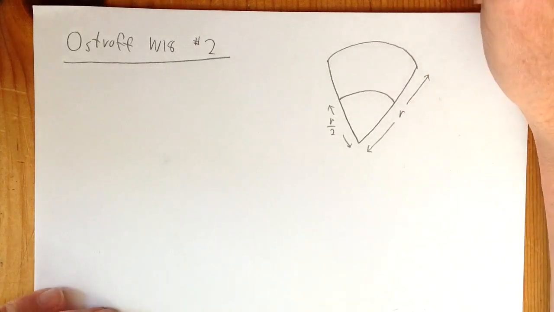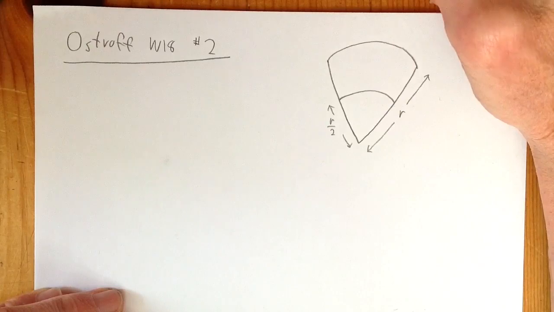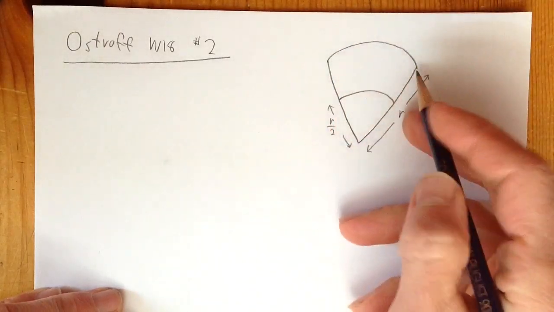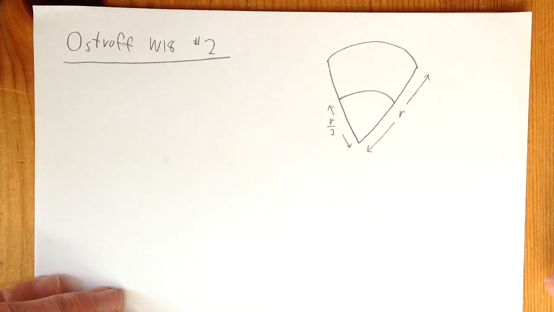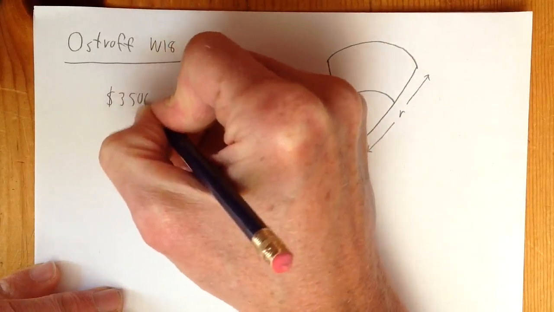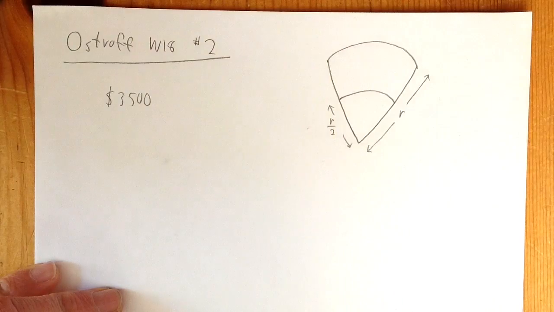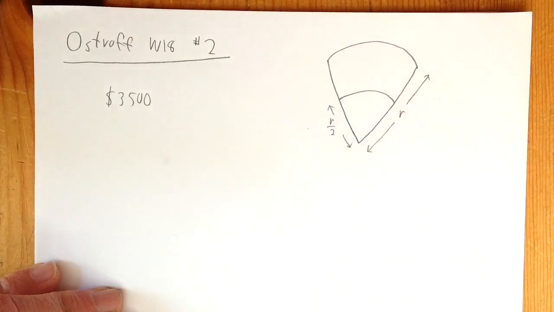So let's look at Ostroff's Winter 18 number 2, which was this wedge. We have a wedge, a part of a circle, and you want it to be a fence. So the idea is you have $3,500, and you want to make this fence in the shape of a wedge, part of a circle.